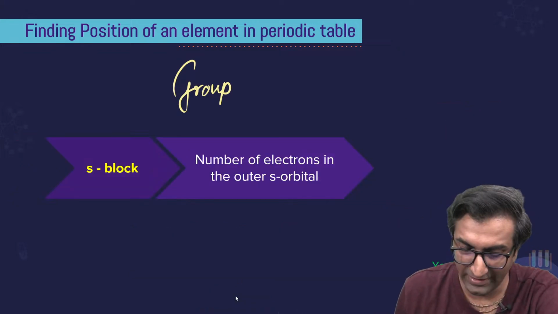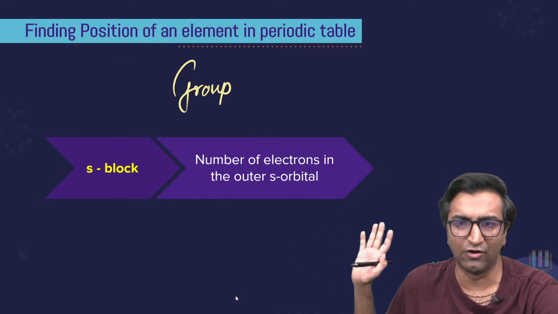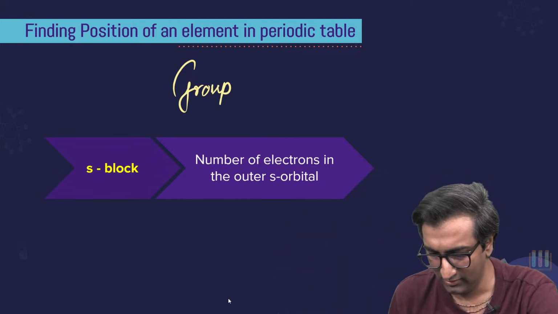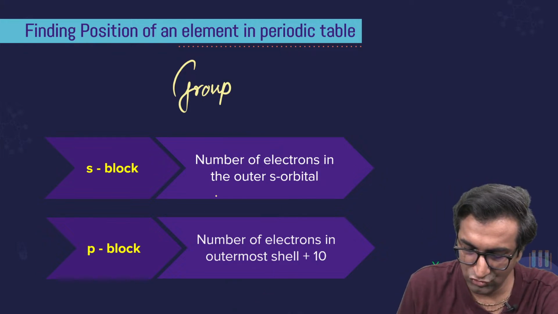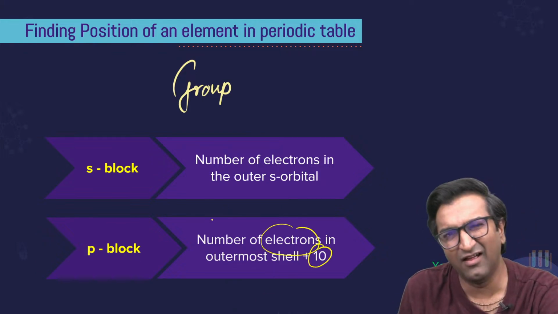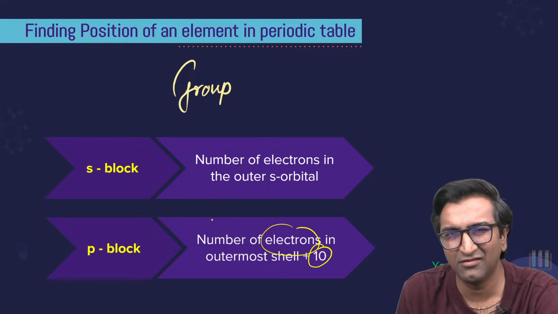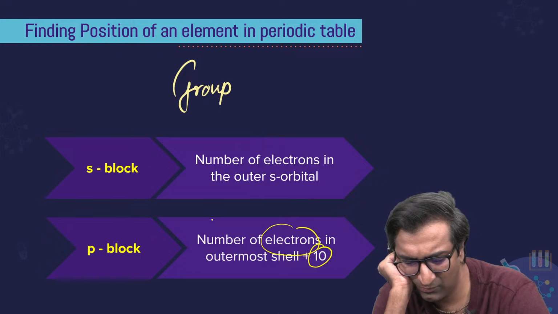Okay, let's see. For S block elements, it's easy. In S block, the group equals the number of electrons. So if it's one electron, first group, two electrons, second group. Easy. P block is a little complicated. In P block, the number of electrons plus 10. Plus 10. Does it make sense? What is the logic behind number of electrons in outermost shell plus 10?